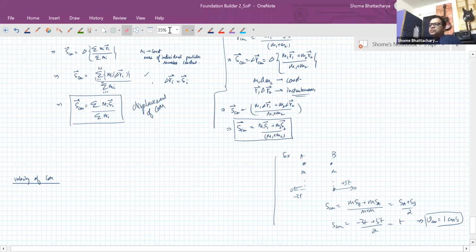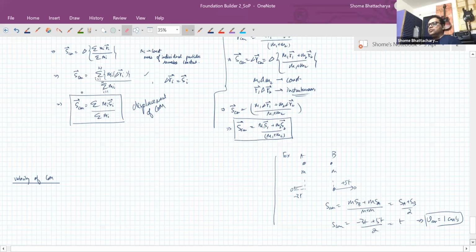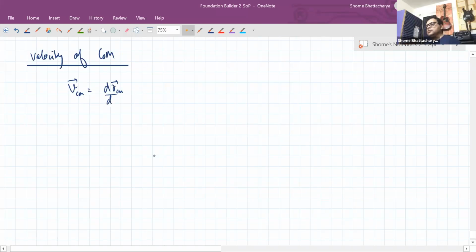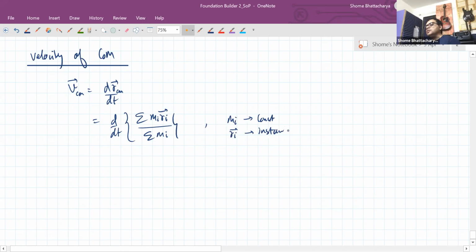So next, let's come to the velocity of center of mass concept. Velocity is defined as rate of change of position, instantaneous rate of change. So in this case, that becomes the instantaneous rate of change of summation mr divided by summation m. Again, you can see that these masses are constant, whereas the positions are instantaneous.